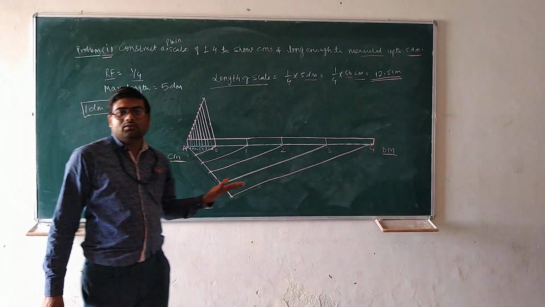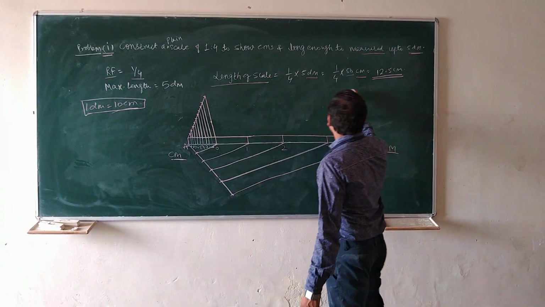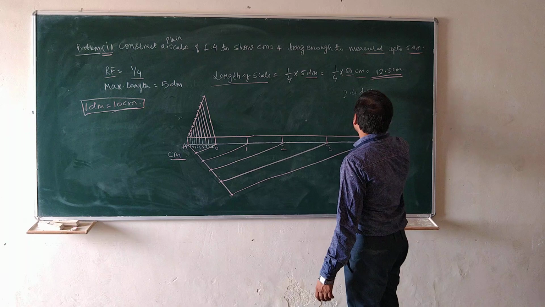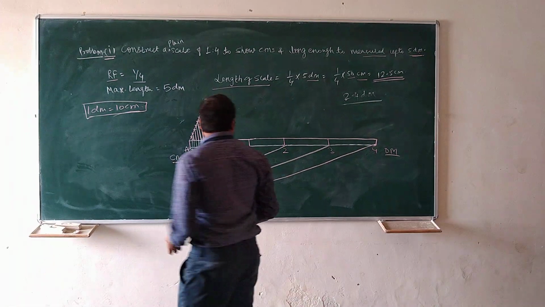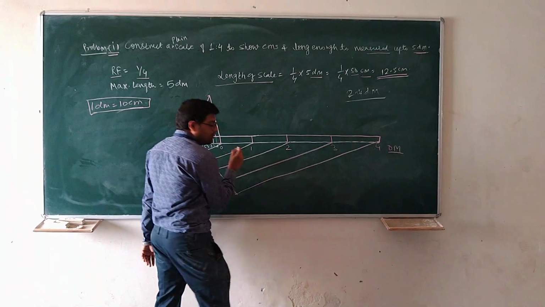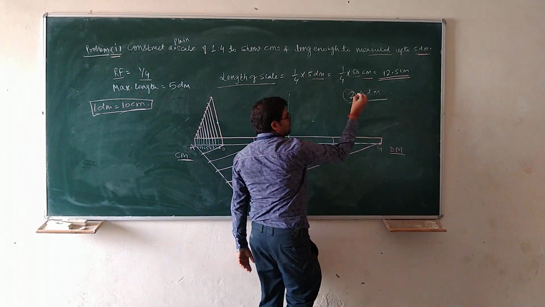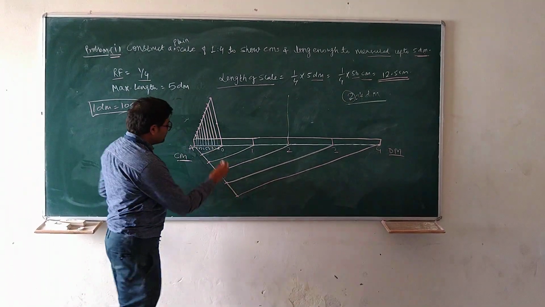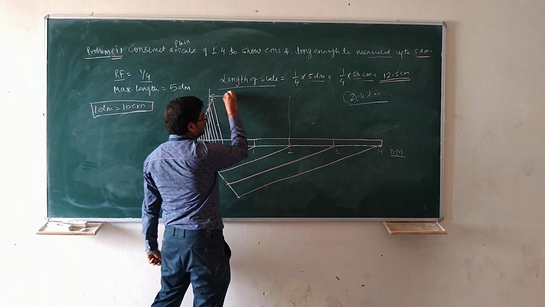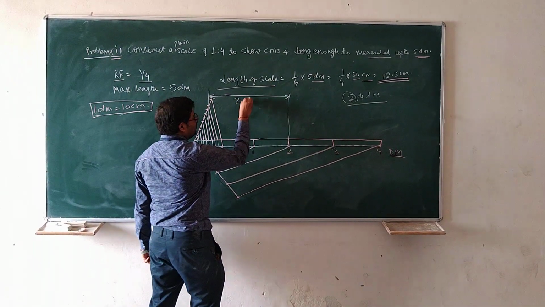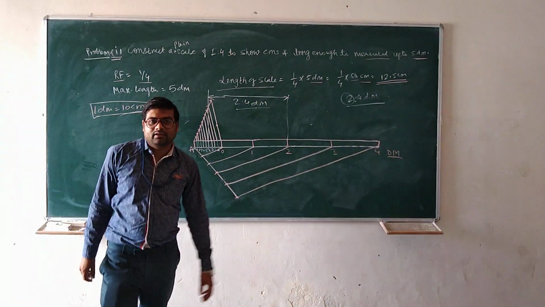Okay, this is your plane scale. Now suppose you have to measure 2.4 decimeter. So how can we calculate this? Here 0, 1, 2. So for 2.4, this 1, 2, 3, and 4. This length is 2.4 decimeter. This is your plane scale.